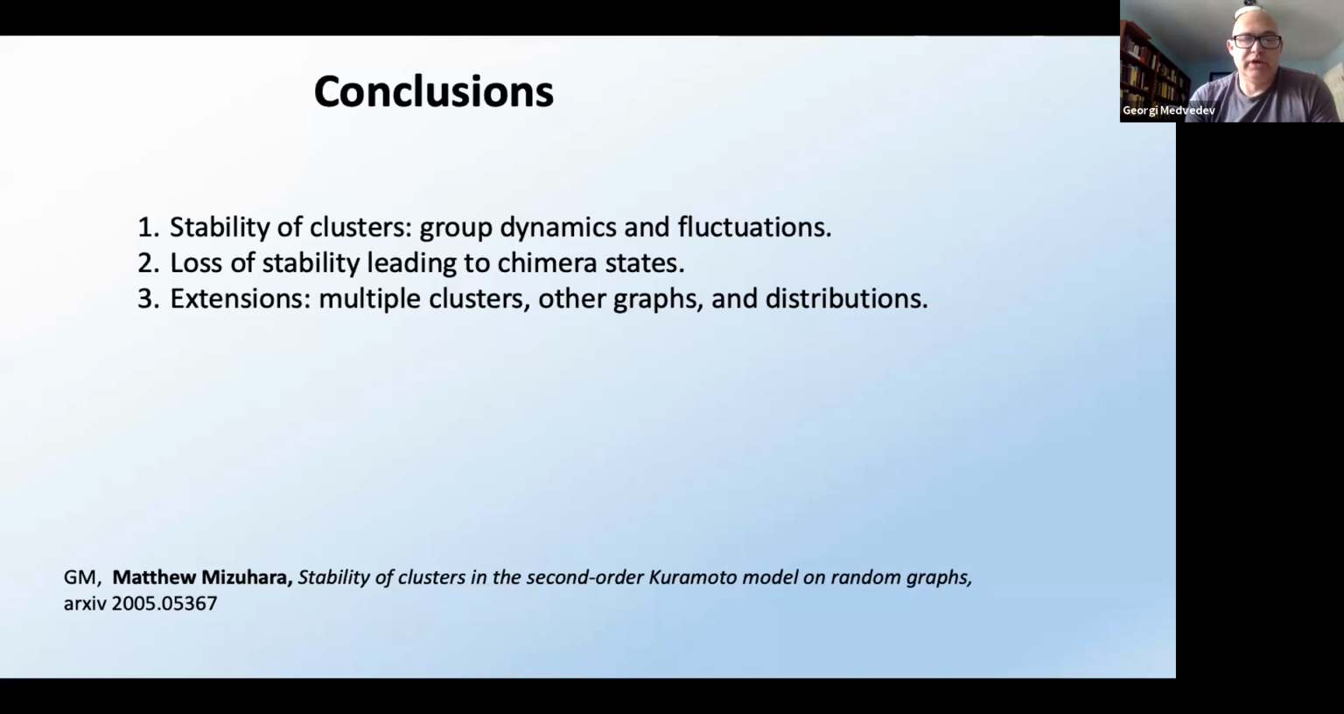And using this decomposition, we were able to identify the scenarios of the loss of stability in two-cluster states due to the loss of coherence in one cluster. And so I will finish at this point. Thank you for your attention.